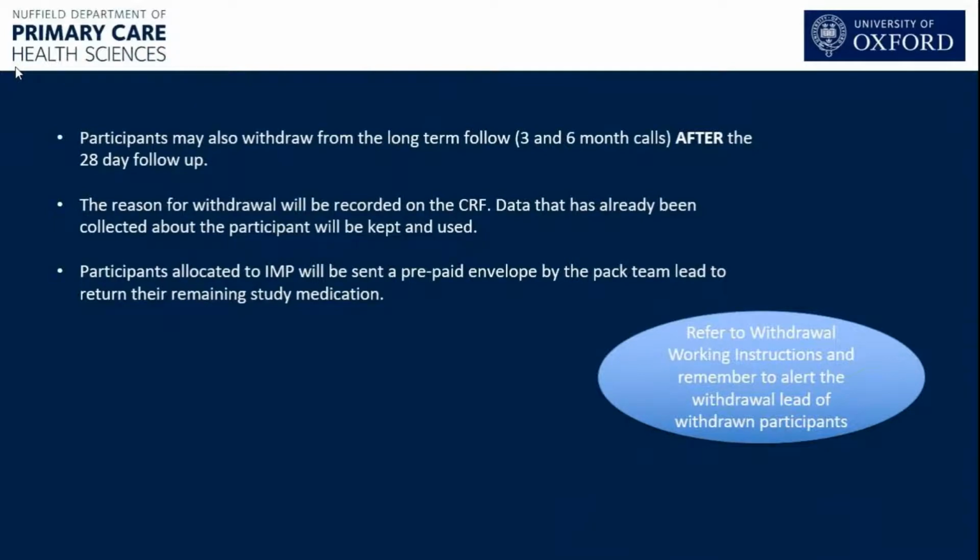Participants can also withdraw from the long-term follow-up calls, which are made at 3 and 6 months after the 28-day follow-up. Reasons for withdrawal will be recorded on the CRF if available, and data that's already been collected about the participant will be kept and used. Participants allocated to IMP will be sent a prepaid envelope by the IMP team lead to return their remaining study medication. We have withdrawal working instructions, so it's important to remember to alert the withdrawal lead of any participants you become aware that they've withdrawn.